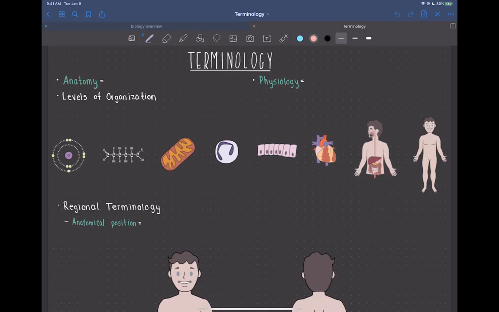Okay, so obviously this is Anatomy and Physiology 1. So the first thing we should do is define the terms anatomy and physiology, because those are the two things we're going to be studying as they relate to the human body. Okay, so anatomy is going to relate to structure.